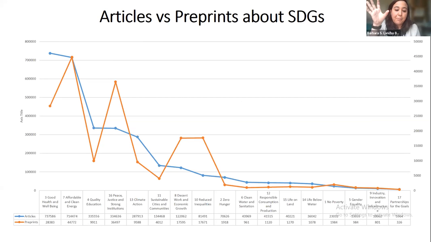This figure is a comparison between the articles and preprints produced in the Sustainable Development Goals. As you can see, in the 10 years more articles than preprints were produced, but preprints played a key role in affordable and clean energy and peace, justice, and strong institutions. The production in Sustainable Development Goals in articles and preprints does not present the same performance. The goals where many articles were produced do not produce many preprints, and vice versa.